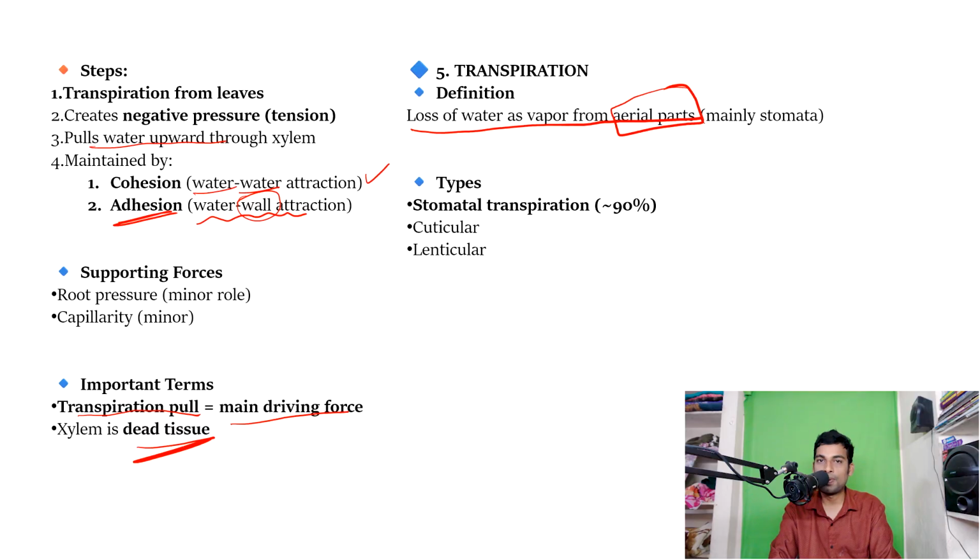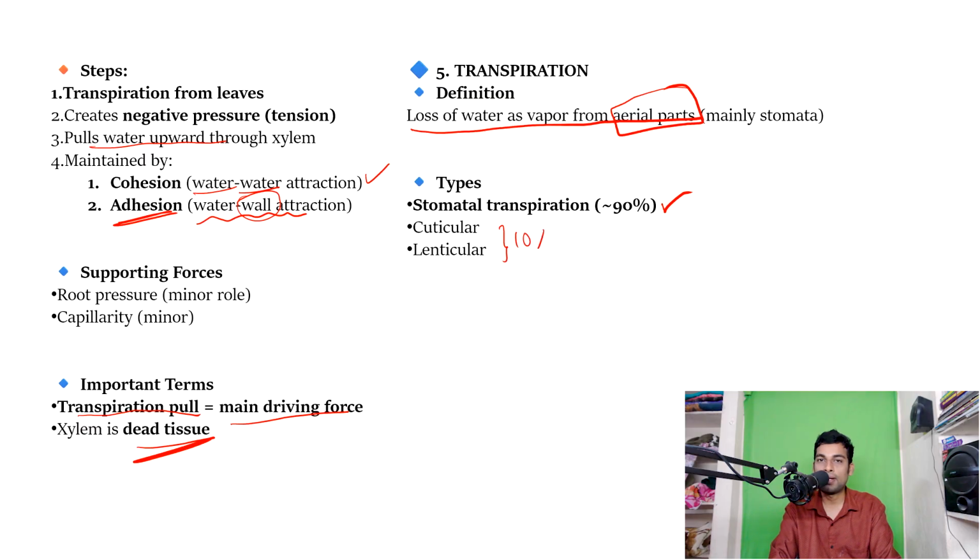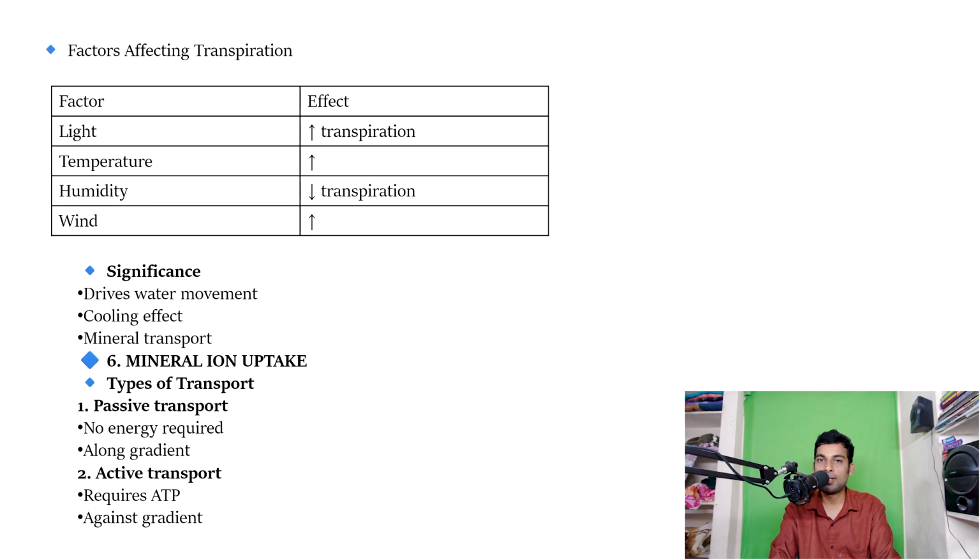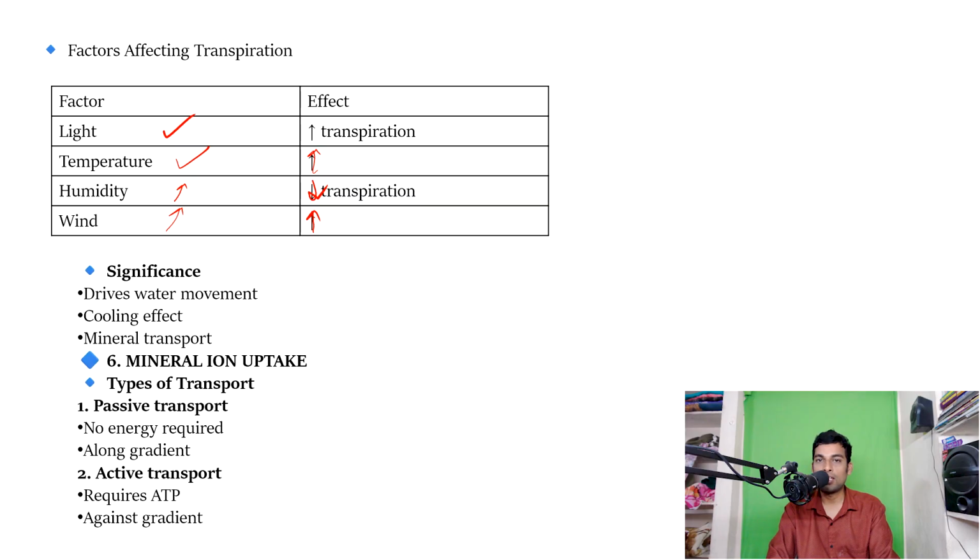Types of transpiration. The first one is stomatal transpiration. It accounts for up to 90%. The remaining happens in only 10%. What are they? The second one is cuticular transpiration. The third one is lenticular transpiration. Factors affecting transpiration. If there is more light, there will be more transpiration. Similarly, if there is more temperature, there will be more transpiration. If there is more humidity, that means more water available in the air, then transpiration will be low. If there is more wind, transpiration will increase. Water evaporation will be increased here.